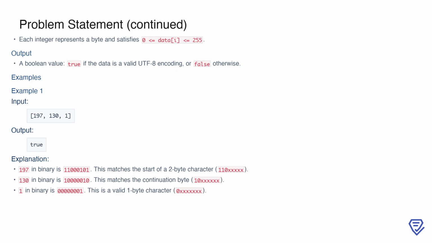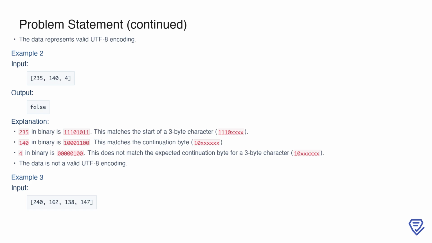For example, consider the input 197, 130, 1. Here, 197 in binary is 11000101, which matches the starting byte format of a 2-byte character. The next byte, 130, is 10000010 in binary and fits the continuation byte pattern. Finally, 1 is 00000001, which matches the format for a 1-byte character. Since all bytes in the array conform to UTF-8 rules, the output is true.